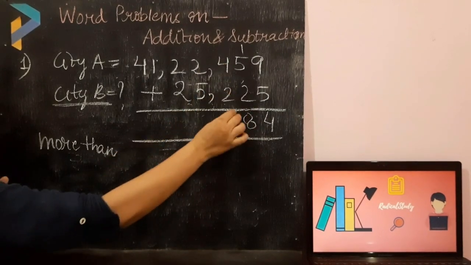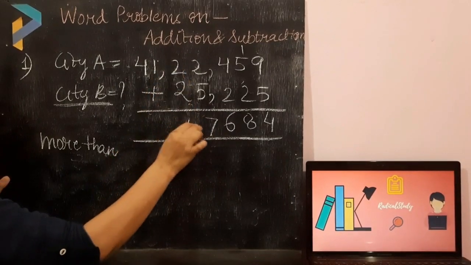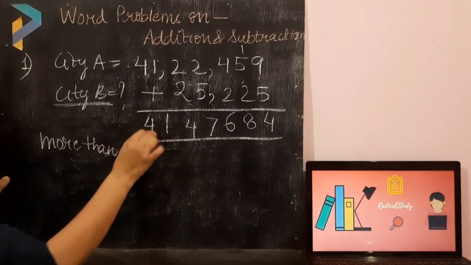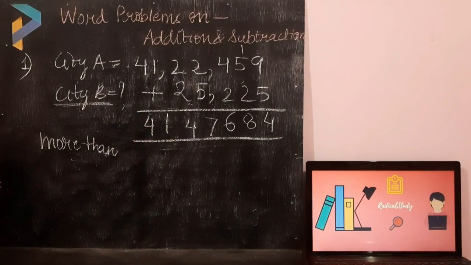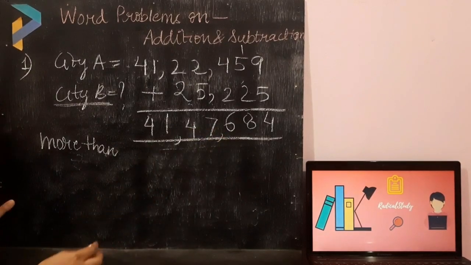Now 4 plus 2 is 6, 5 plus 2 is 7, 2 plus 2 is 4, and 1 plus 0, 4 plus 0. So the answer will be 41,47,684. Okay students. So this was the population of city B. Now I will do a next question for you. Firstly I am going to read it.